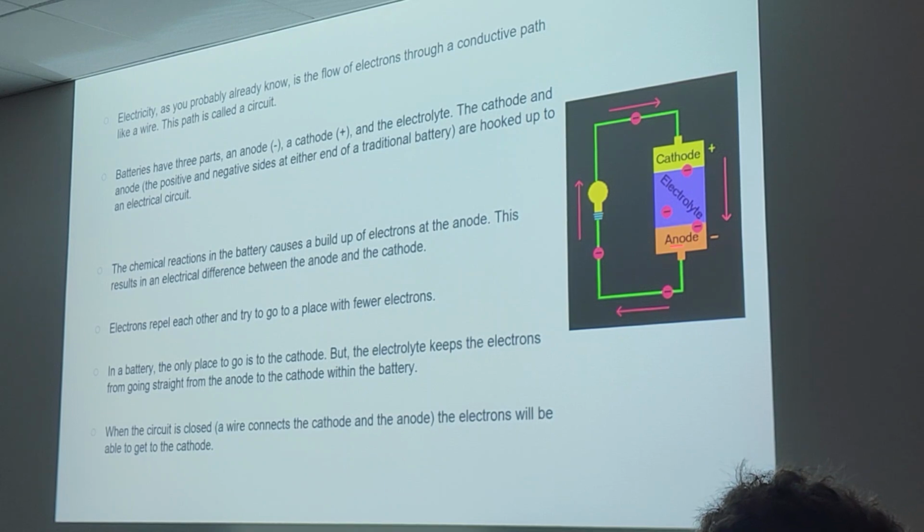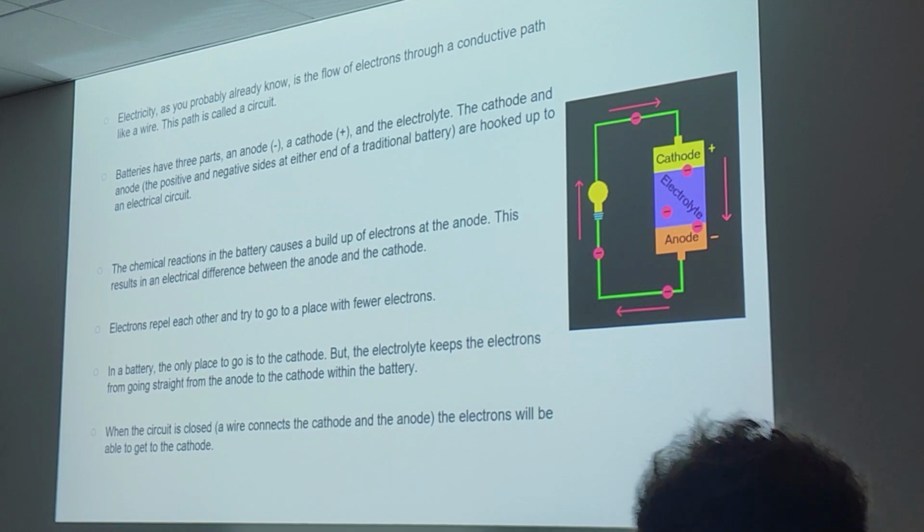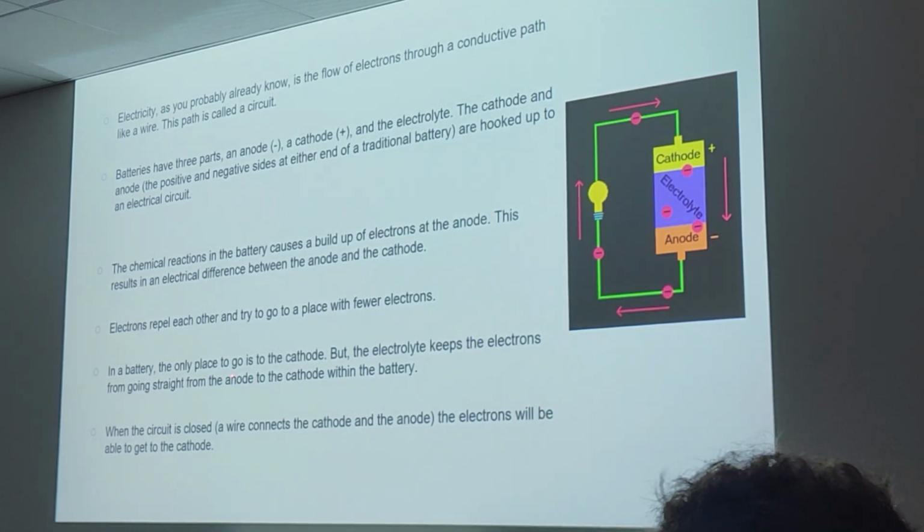Right? Because if everybody's hanging out here and they repel each other, they want to get away, so they go to the cathode. And they don't go straight from here to here, because what's in between? The electrolyte. So that's why they need to travel from here all the way around, lighting that light bulb on the way back to the cathode.